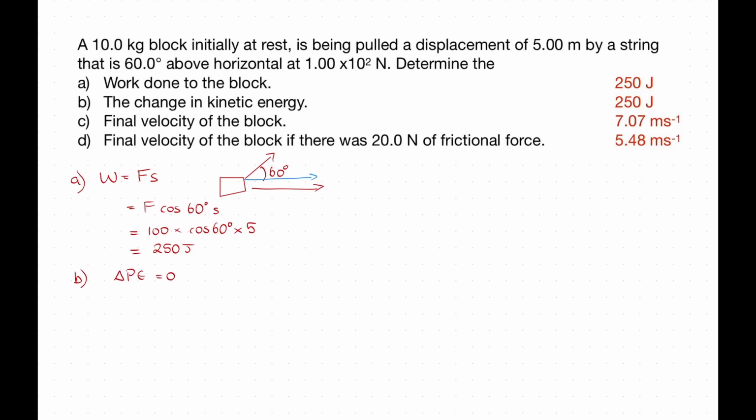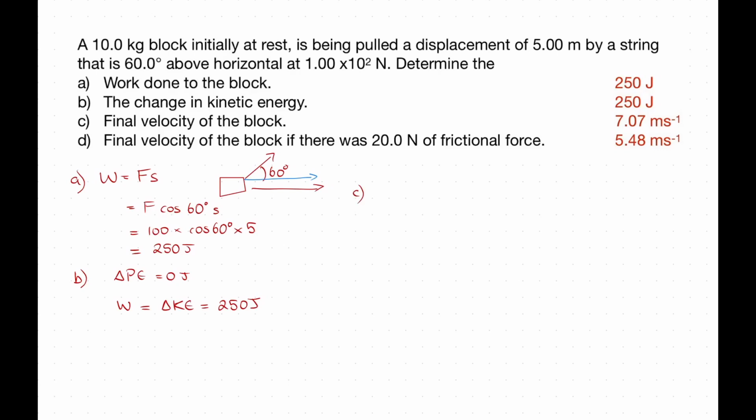As the object is only moving in the horizontal direction, for B, our change in potential energy is going to be equal to 0. That means that the work done is going to be equal to our change in kinetic energy, so our change in kinetic energy is going to be equal to 250 joules. You can certainly go ahead and find the final velocity of it, knowing that it initially starts at rest, but the fact is that this way of actually equating energies can be quite useful.